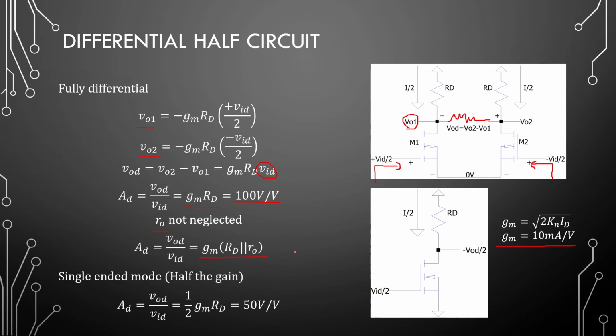Right. This also brings us to the single-ended modes. If we just take the one output right here, our gain will be half. Okay, since we are only using one half of a circuit and one output, the gain will be half of the fully differential mode. So if you need to calculate the gain for a single-ended converted circuit, it is half times GMRD.